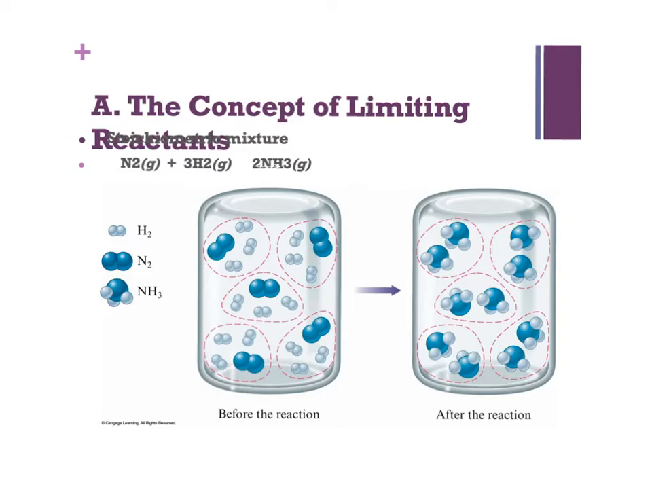And these next two pictures are going to show the example of this balanced equation with nitrogen and hydrogen in a 3-to-1 ratio. How much ammonia can we make? Before the reaction, over here, you can see that I have a perfect 3-to-1 ratio. Everything is evenly arranged, so all of these are going to react to make products.